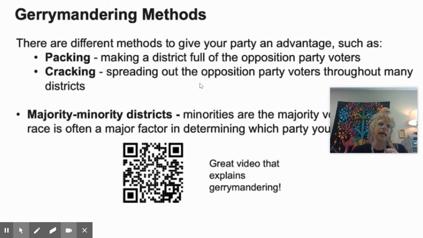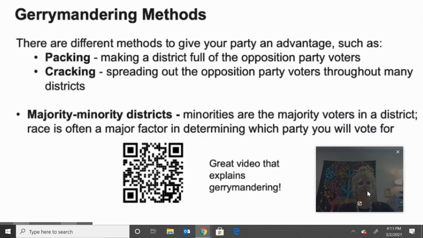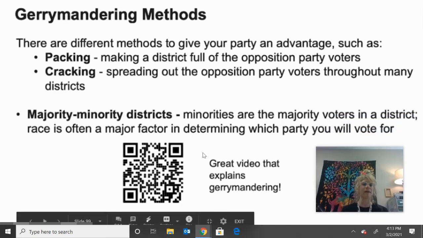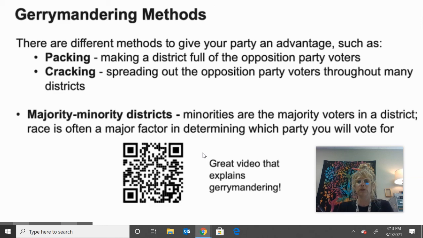Okay. And then that last term we didn't talk about in class, but it's a pretty straightforward term. It's majority minority districts. So that's where you have a minority. If those minorities of a race are actually the majority voters in a district, that's what you would call a majority minority district.